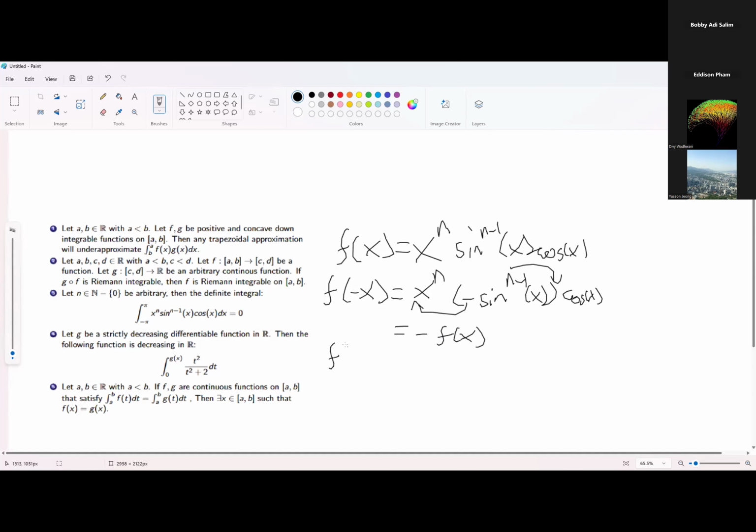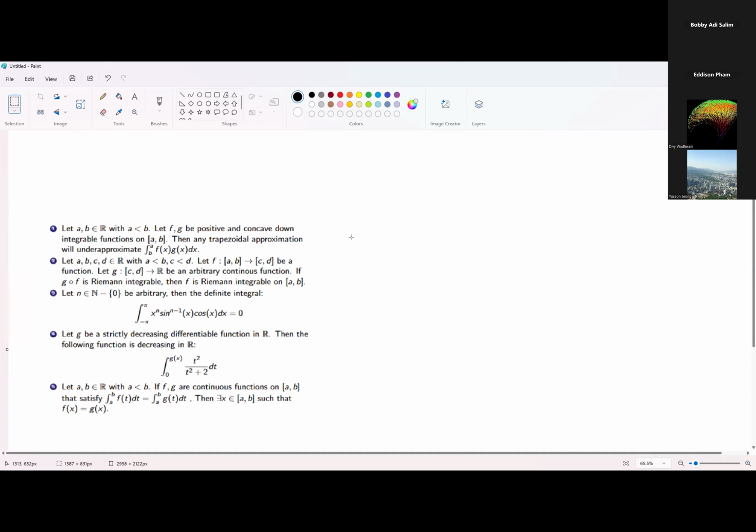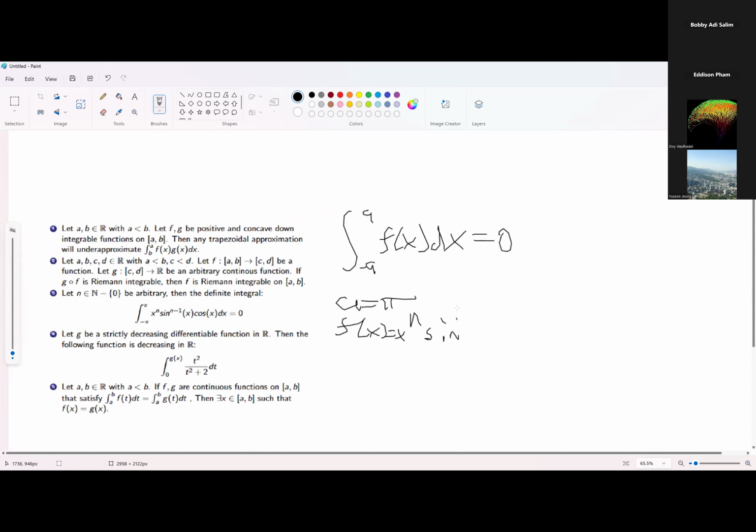I'll leave the even case for n as an exercise for the readers, but it should be equally easy. Actually, sorry, I meant the odd case for n. So I'll leave that as an exercise for the readers. And I believe this was a question on the assignment. You had something like, if you had the integral from negative a to a, and let's say f was an odd function, right? Then this is just equal to 0. So in this case, f at x is equal to x to the n sine to the n minus 1 of x cos of x. So this is just equal to 0.